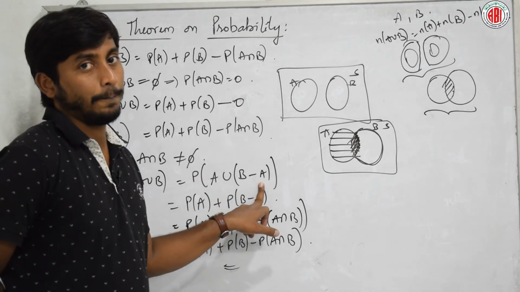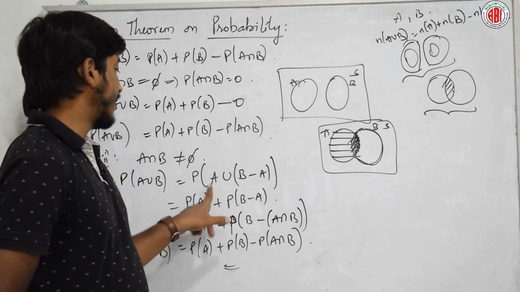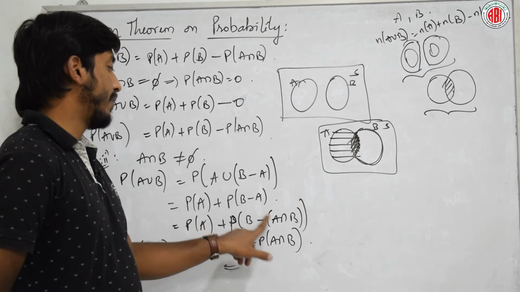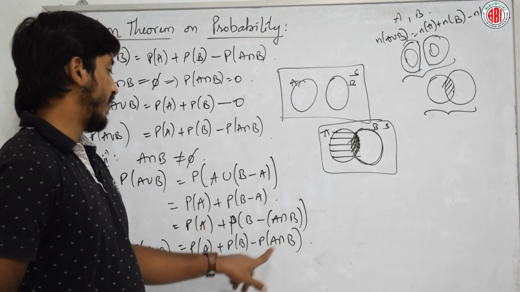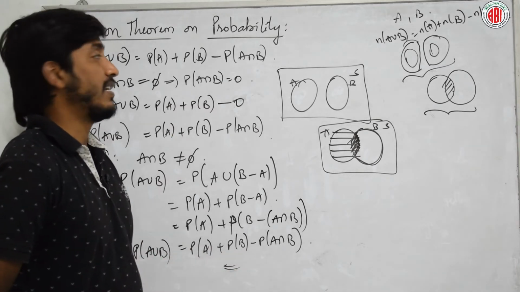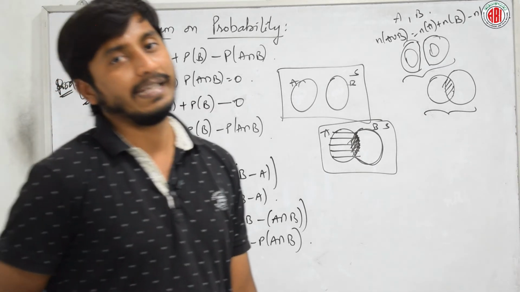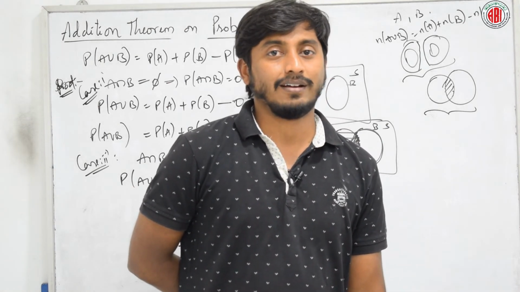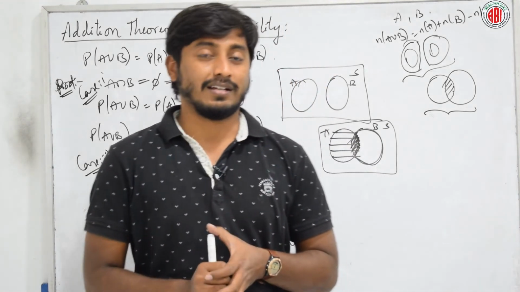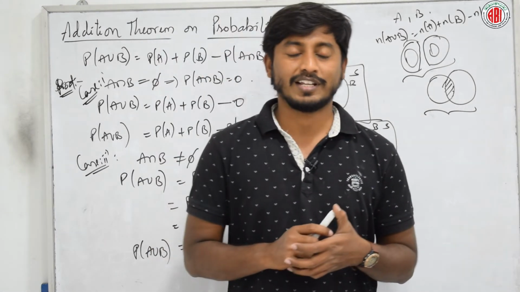Then P of A union B can be written as P of A plus P of B minus A, right? And the next, let me separate these both. Again, A can be written as A intersection B, so then P of B minus P of A intersection B. This is our addition theorem on probability. Is it clear? Did you understand? Fine. Shall we move on to the next problems of addition theorem?